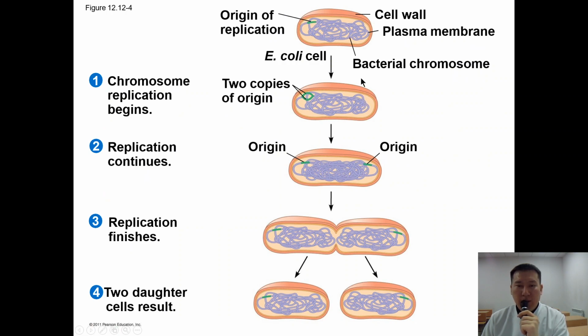Here on this slide you can see the stages of binary fission. First, chromosome replication begins. Here is the origin of replication. The cell wall and all structural features of an Escherichia coli bacterium are shown here. And here you can see two copies of the original form. Further, replication continues, and when it finishes, the two daughter cells start to divide, and as a result we can see the formation of two daughter cells of Escherichia coli bacteria.